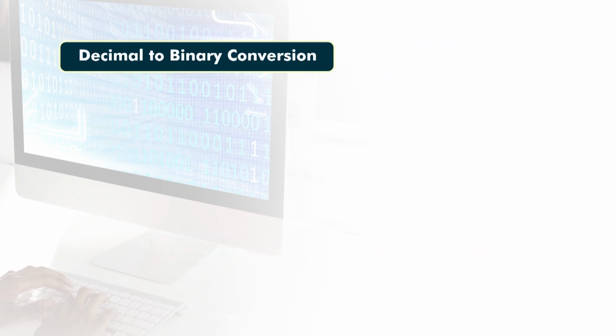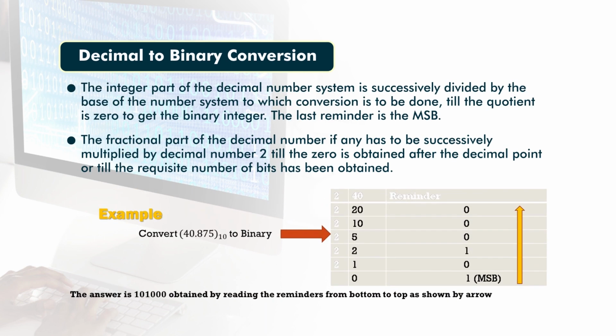We will start first with the decimal to binary conversion. The integer part of the decimal number is successively divided by the base of the number system to which conversion is to be done, till the quotient is 0, to get the binary integer. The last remainder will be the most significant bit. Now let us take an example. Convert the decimal number 40.875 to binary. So we have to successively divide it by 2 as shown in the table.